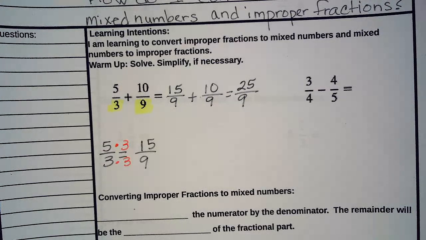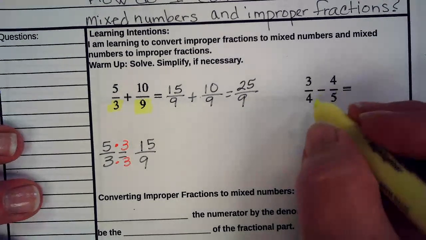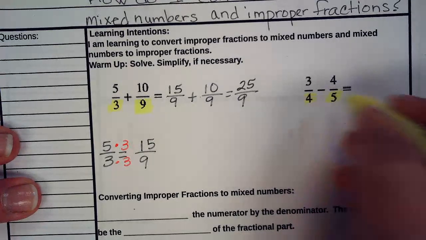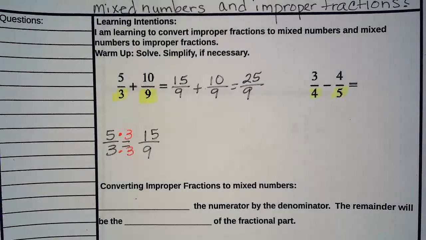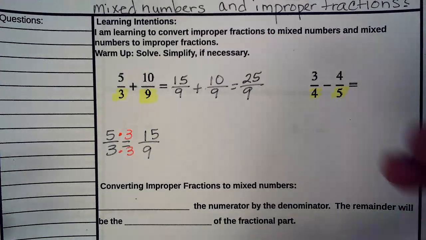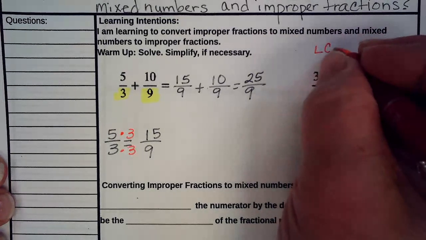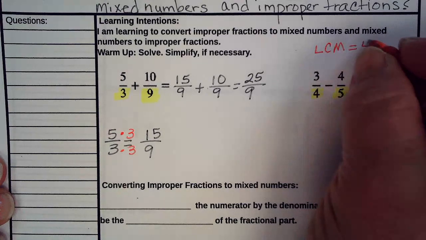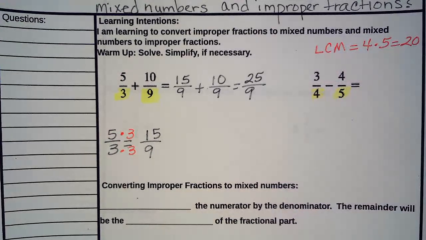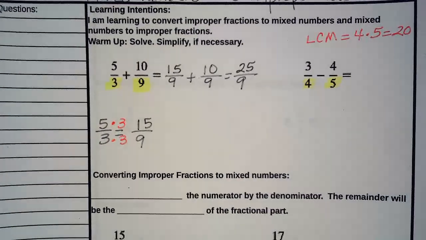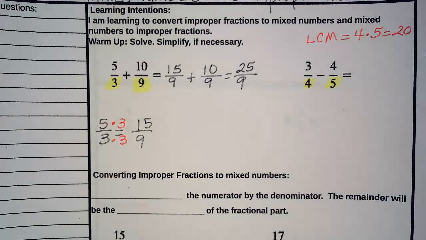What about the next one? I'm looking again. I've got a 4 and I've got a 5. I know that 5 is a prime number, 4 is composite, but 4 and 5 do not have any common factors. So if you're looking for that least common multiple, it will be 4 times 5, which gives me 20. So I'm going to have to convert both of these fractions into 20ths.